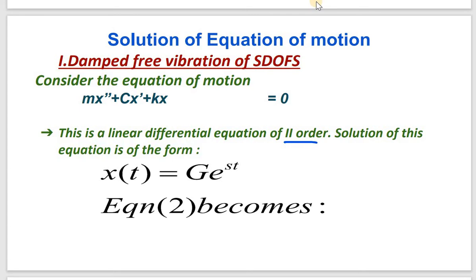Why is it called second order? Because x double dot is there. Here it is better to write it like this: x double dot plus c x dot plus k x is equal to 0. This is the equation of a damped free vibration. I am starting from that equation, and then I will assume that c is equal to 0 and find out x.